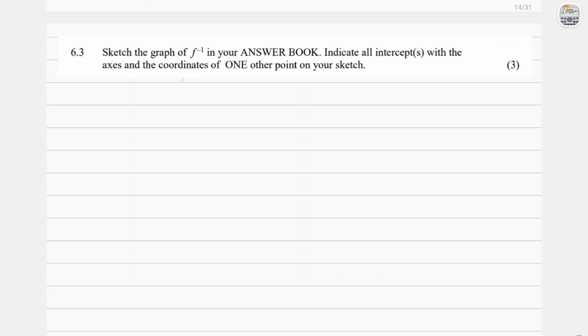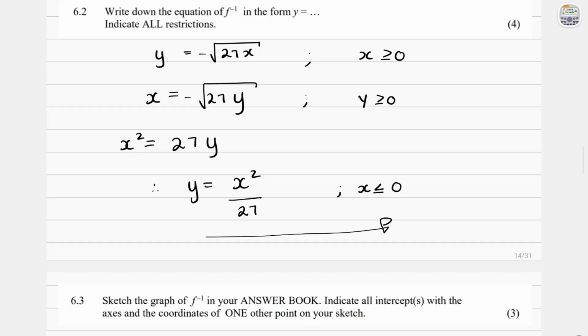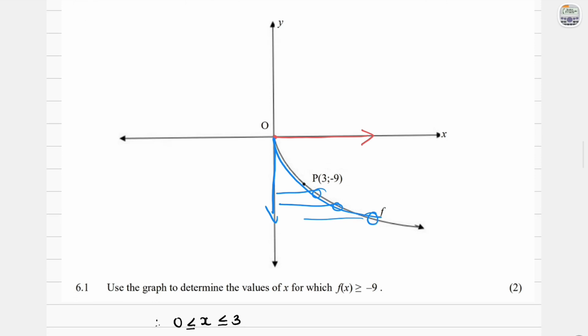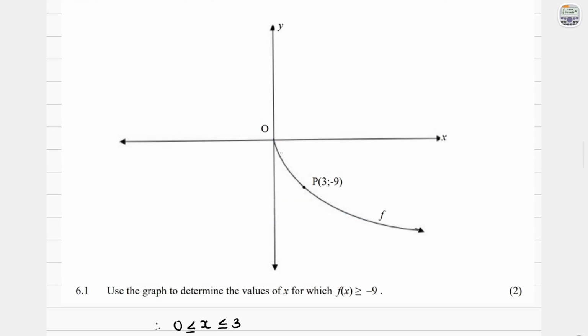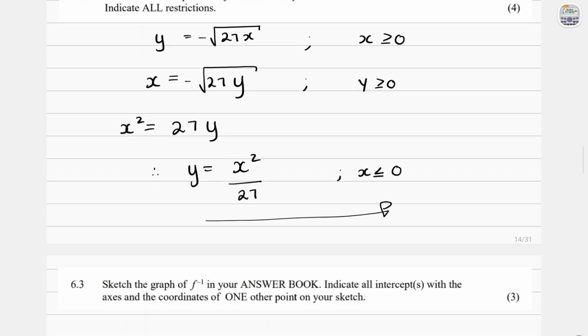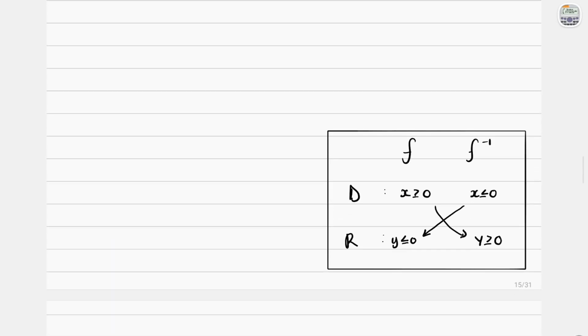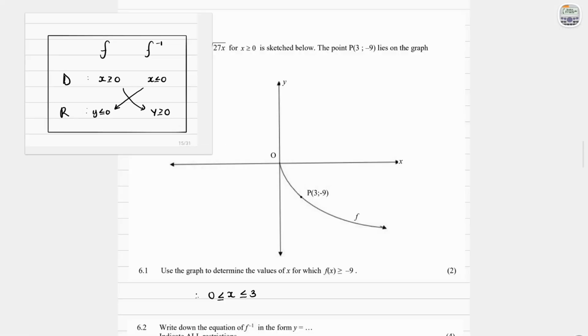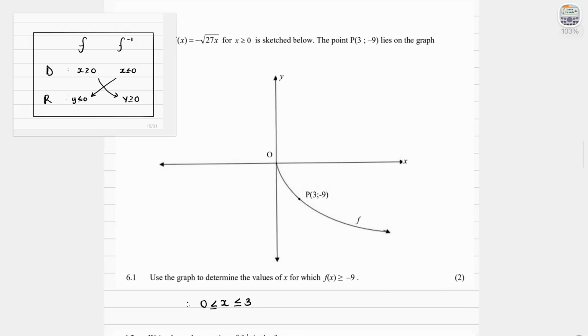Question 6.3 says, sketch the graph of the inverse in your answer book. Indicate all intercepts with the axes and the coordinates of one other point on your sketch. Okay, so it will be best to plan this graph out using this graph, so you can understand what the inverse will look like. Now, we've already spoken about something that will help here, and that is this information. So I'm going to keep this here as well. We're going to need this. Okay, so I've pinned it to the screen, and let's look at it like this.